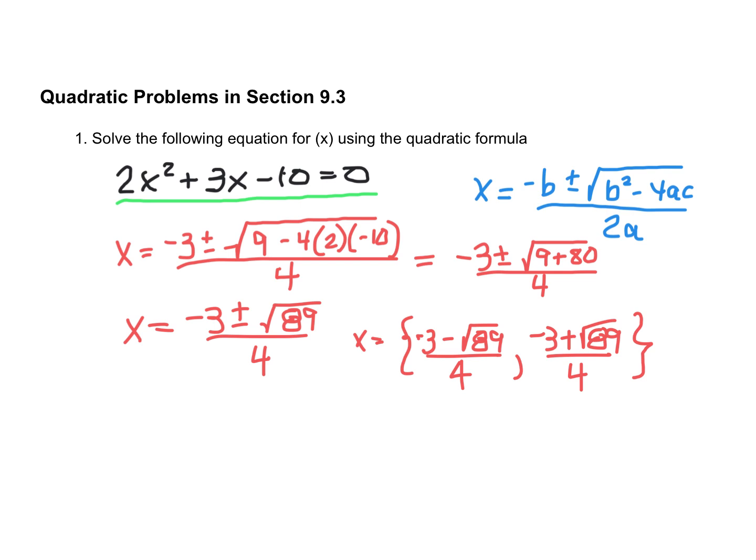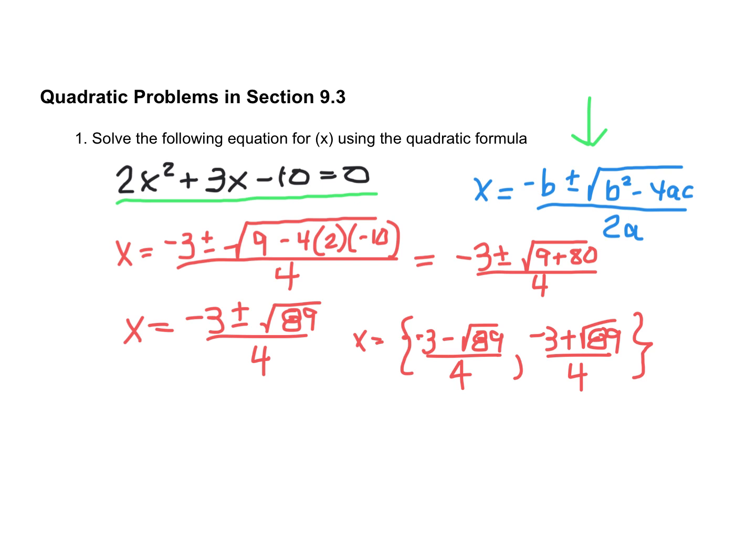The quadratic formula is x equals minus b plus or minus the square root of b squared minus 4ac, divided by 2a. In this case, b is 3, a is 2, and c is minus 10.